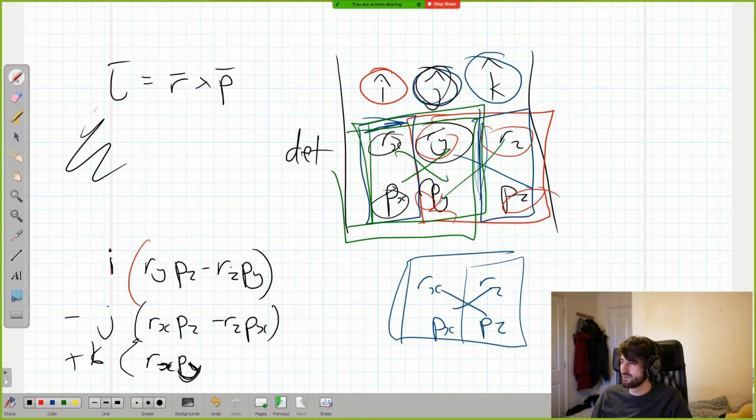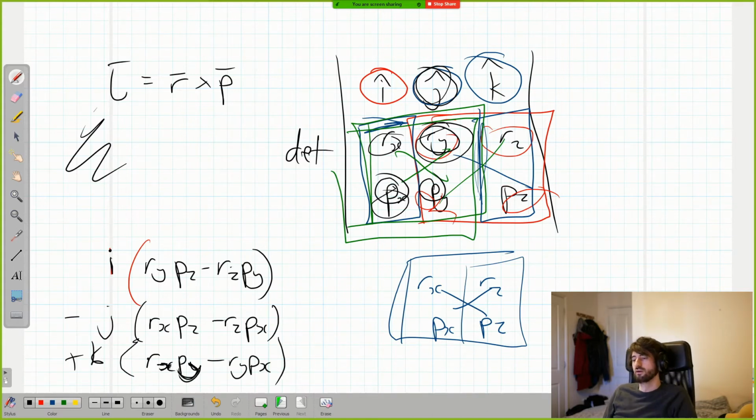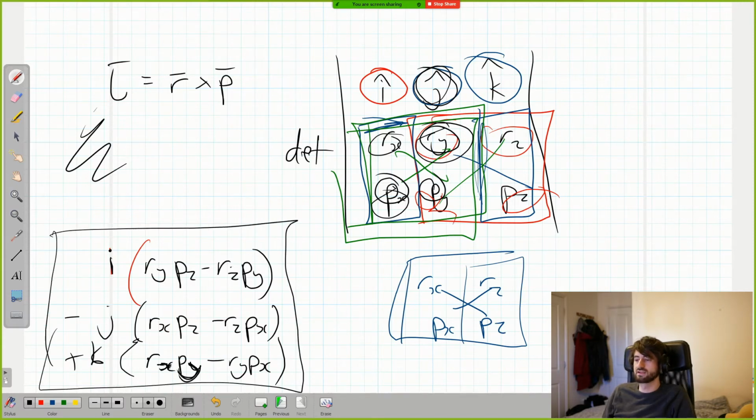So rx py minus ry px. Voila, you now have a cross product. So that's how you calculate a cross product. You shove it in this giant thing. That's how you calculate the angular momentum.